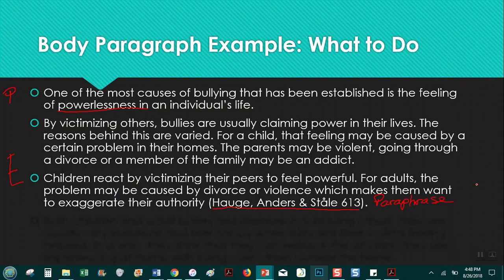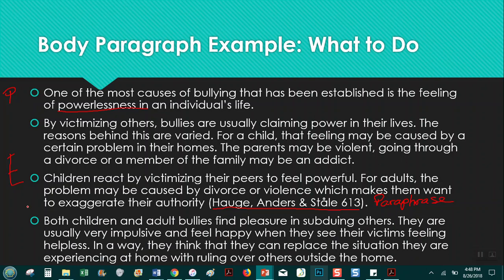And then she has her explanation before linking it. I don't want to just leave P on there. Both children and adults find pleasure in subduing others. They're usually very impulsive. Oh, both child and adult bullies. Yes, that makes more sense. Both children and adult bullies find pleasure in subduing others. They are very impulsive and feel happy when they see their victims feeling helpless.